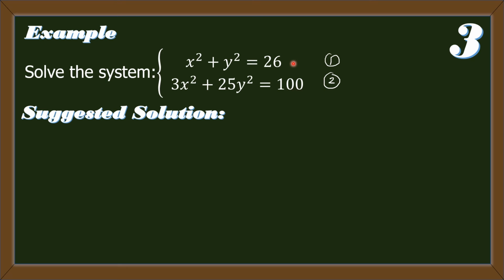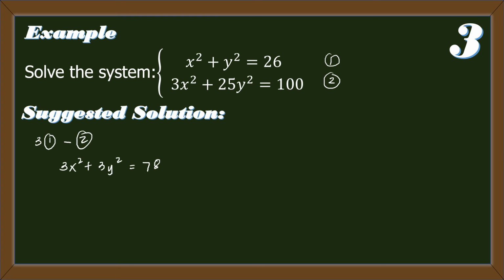After eliminating x squared, we're going to solve for the value of y. And after solving for the value of y, we will substitute these values to one of these equations to solve for the other variable x. Let us begin. So we will have 3 times equation 1 minus equation 2 to eliminate x squared. Multiplying the equation of the circle by 3, we have 3x squared plus 3y squared equals 78.